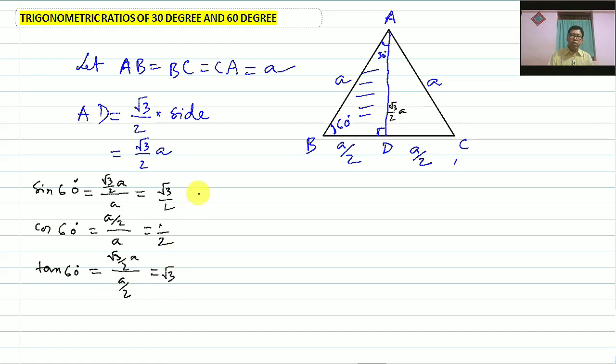So from these you can get the reciprocals. I don't write, I just discuss. Sine 60 degrees is equal to root 3 by 2, so cosec 60 degrees is equal to 2 by root 3. Next, cos 60 degrees is equal to half, so sec of 60 degrees is equal to 2. Next, tan of 60 degrees is equal to root 3, so cot of 60 degrees is equal to 1 upon root 3.